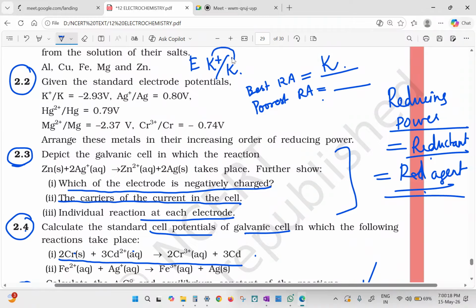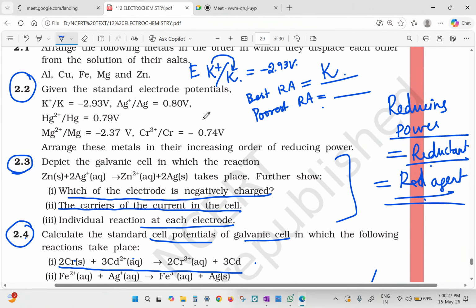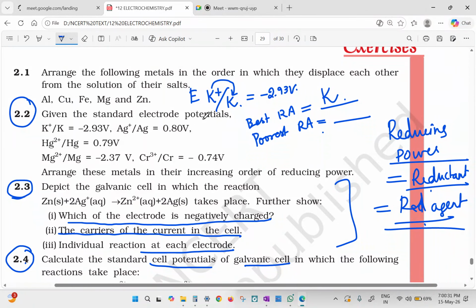Does K plus have the ability to get reduced when you look at the most negative sign? Will K plus get reduced? Yes, ma'am. Gain of electrons is reduction. So K plus will get reduced to K. If you see a negative sign, what does it indicate? Okay, ma'am. That it will oxidize. What does it indicate? That the K plus is not ready to become K, right? Instead, K is willing to become K plus. That means K is ready to get oxidized. Clear?